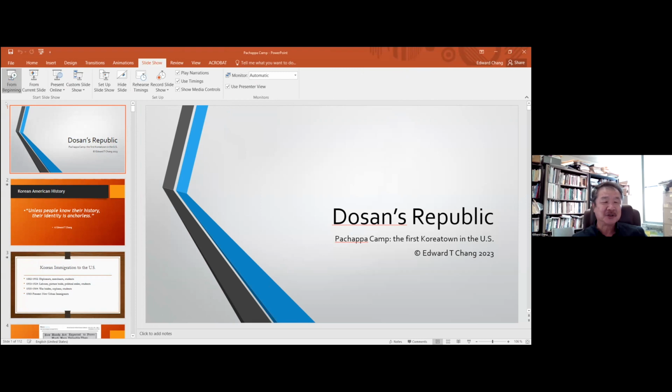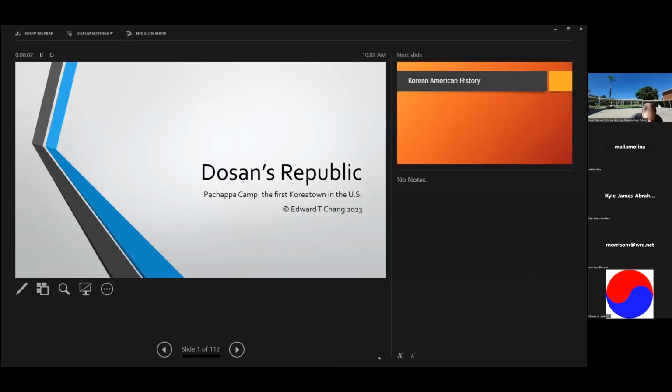Slideshow from beginning. Okay. Pachappa camp was unknown until I accidentally discovered it around 2016, 2017. And since then, I've done extensive research on this Pachappa camp, also known as Dosan's Republic. In the beginning, I really didn't understand why it was called Dosan's Republic. And now I know why it was called Dosan's Republic.